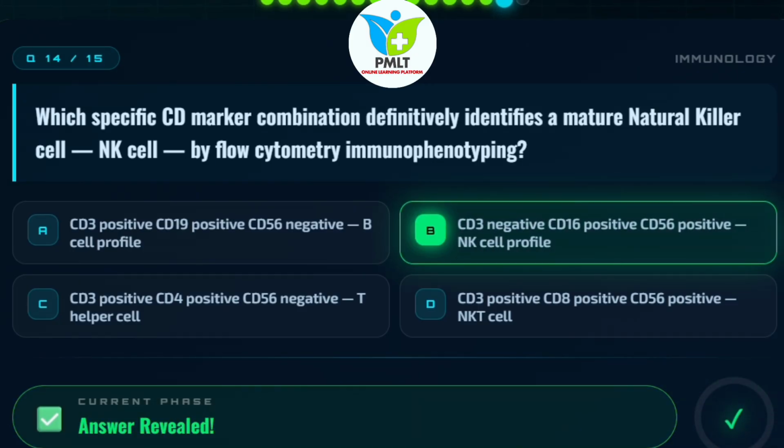Correct answer is B. CD3 negative, CD16 positive, CD56 positive, NK cell profile. NK cells are defined as CD3 negative, no TCR-CD3 complex, CD16 positive, mediating antibody-dependent cellular cytotoxicity, and CD56 positive, NCAM. They kill virus-infected and tumor cells without MHC restriction as part of innate immunity.